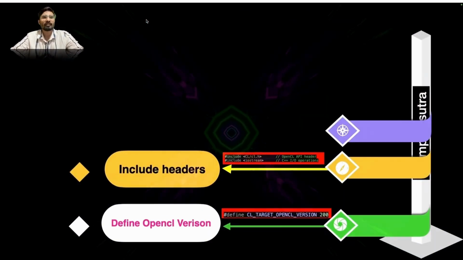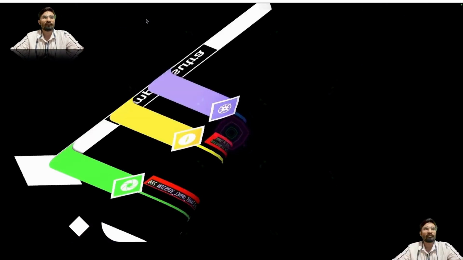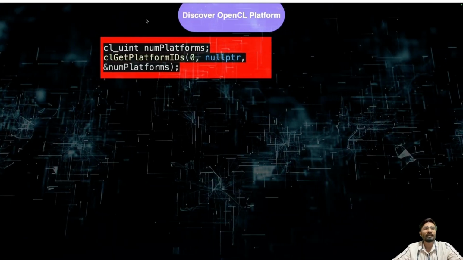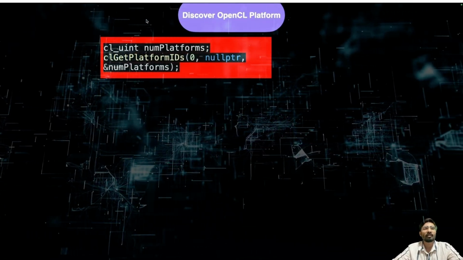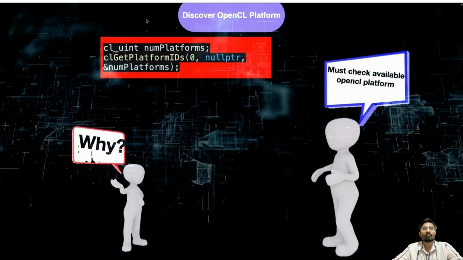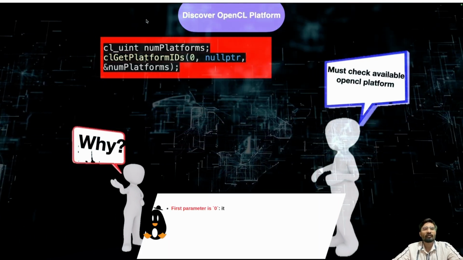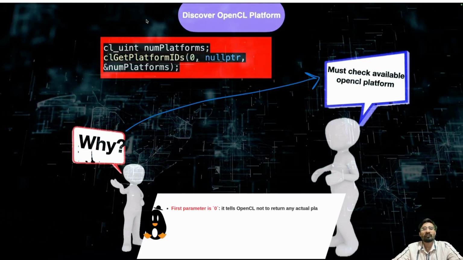What is step 3 about? Step 3 is about discovery of the OpenCL platform. In this step, we use the API clGetPlatformIDs. Why is this step required? We must first check how many OpenCL platforms are available on the system. Here the first argument is 0, so we are not returning a platform ID yet, just querying how many are available.